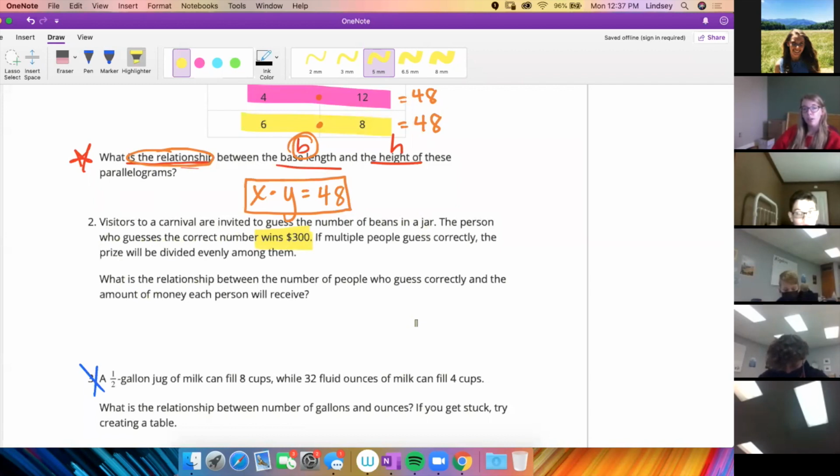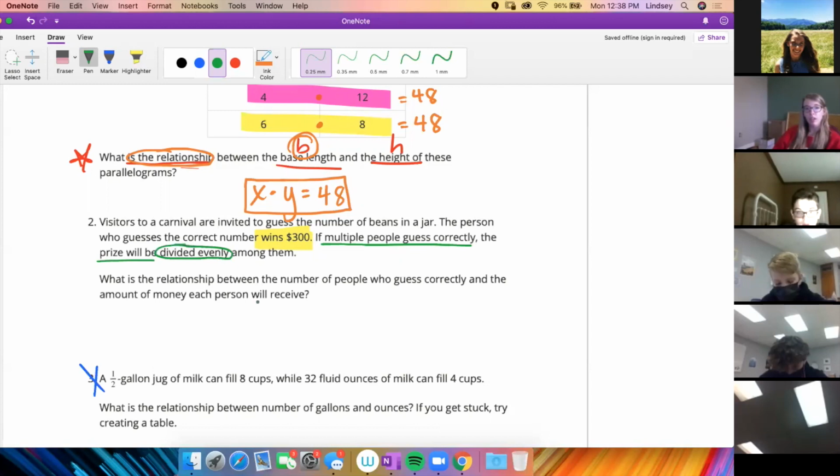So who wins $300? The person who guesses the right amount of jelly beans. Good. But in this situation, if multiple people guess correctly, the prize will be what? Divided evenly among them. Good. So it's divided evenly among them. Let me stop there for now.